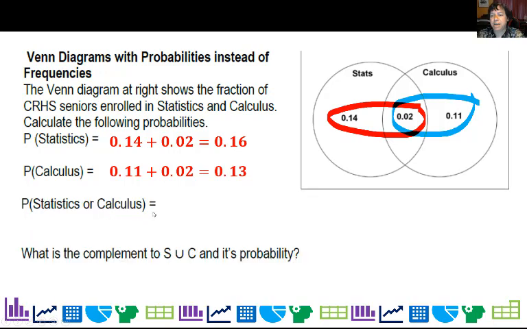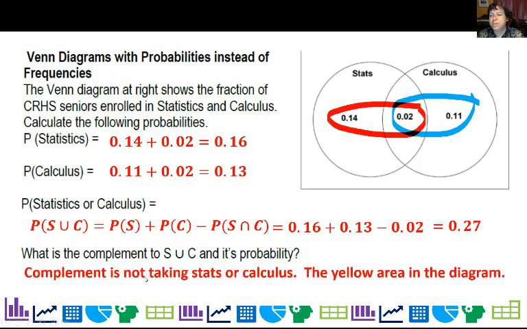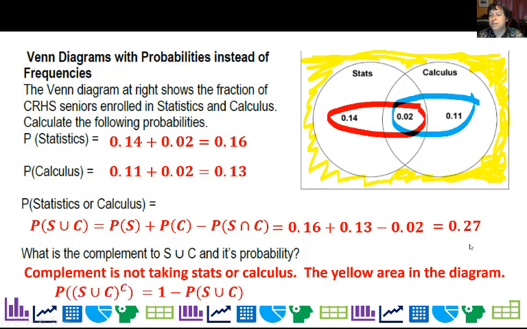Probability of stats or calculus, I'm going to use that general addition rule. So we're going to add these two and subtract the overlap. So 0.16 plus 0.13 minus 0.02, 0.27. What's the complement to this? Stats or calculus? Well, they're not taking stats or calculus, which would be this yellow area in the diagram. And we would just subtract this from 1 and get 0.73.